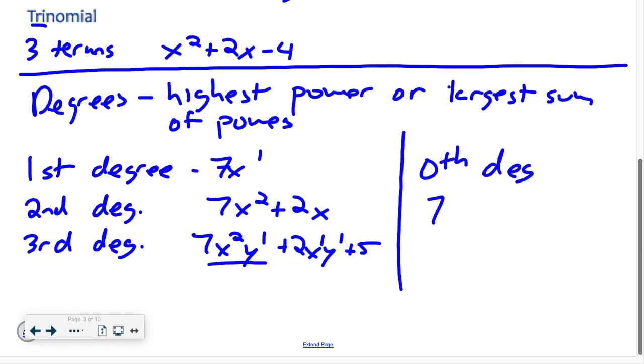And just for the fun of it, one last one is a 0th degree. That would be like the number 7. The reason why it's called a 0th degree is because I can write it as 7x to the 0 power. So therefore, that is a 0 degree polynomial.